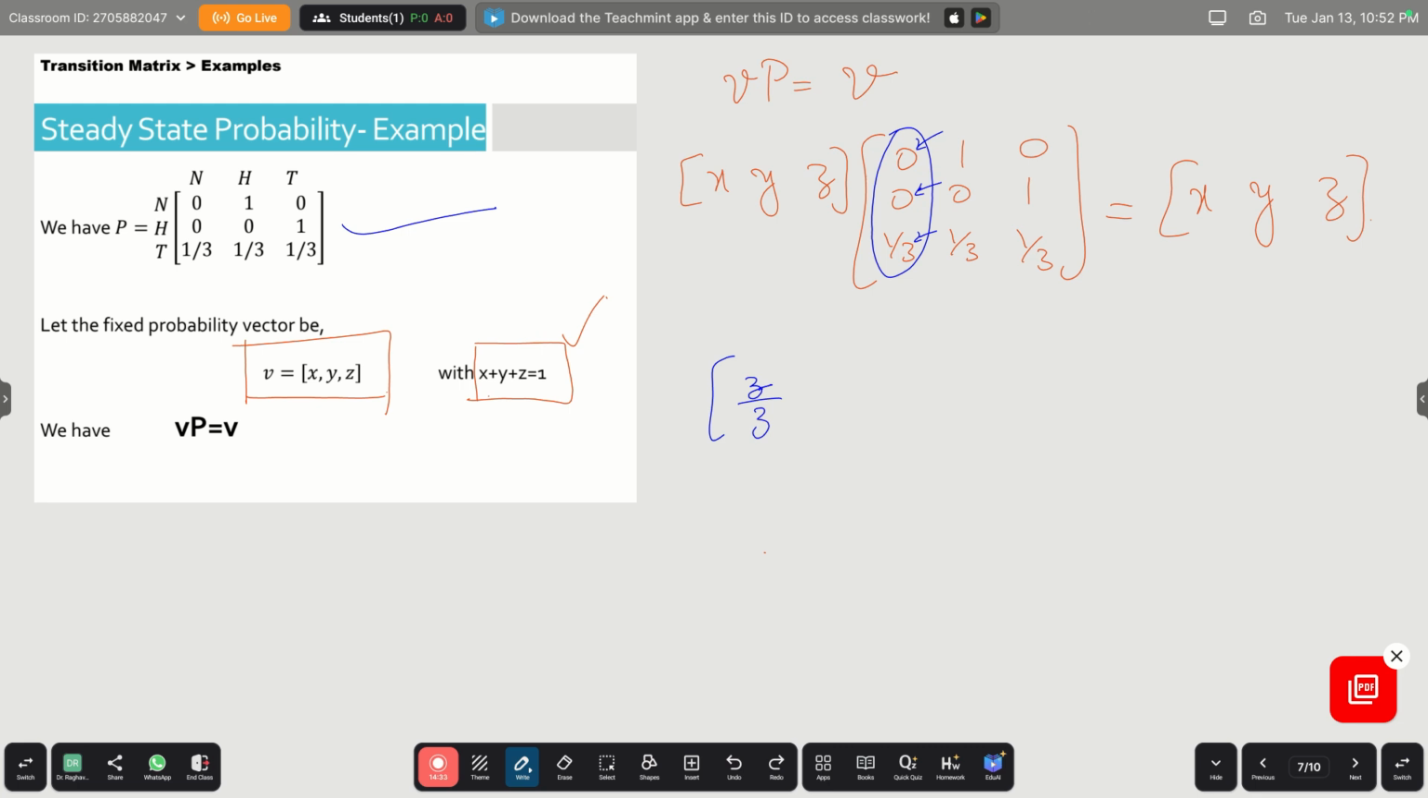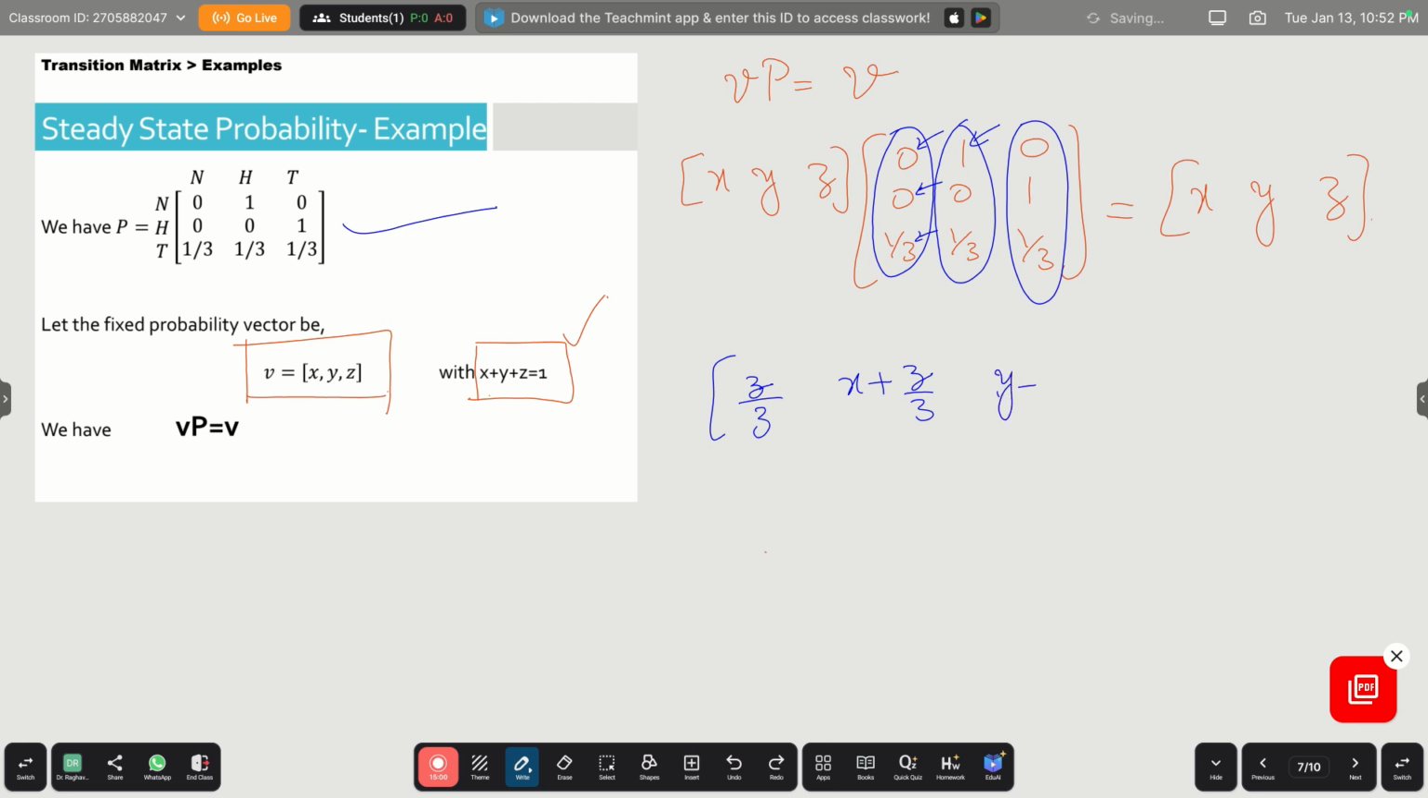Okay, that's the first component. And in the second component, I'll have 1x because the first row value is 1 and last row is 1 by 3. So 1 by 3z. No y there. So 1x plus 0y plus 1 by 3z. And the last equation, x into first value is 0, so no x, but 1y will be there, plus z by 3 is equal to the right hand side x, y and z.